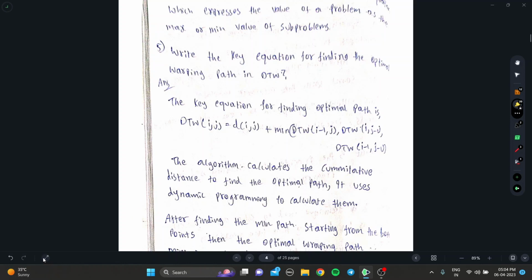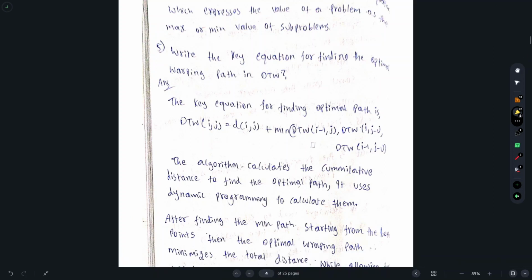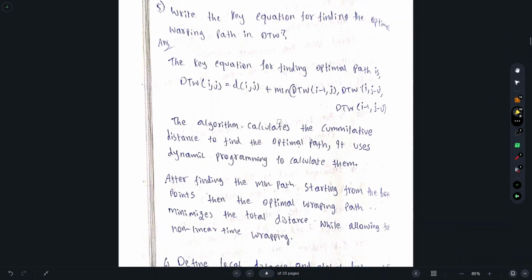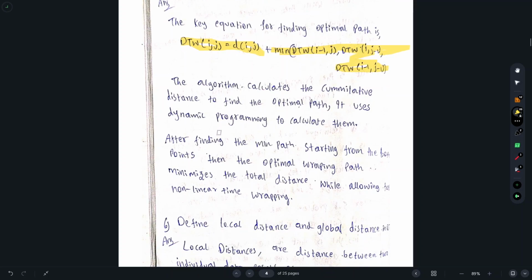So now write the key equation for finding the optimal warping path in DTW. The key equation will be this. This will be the direction and also the minimum of DTW in between these variables. This algorithm calculates the cumulative distance to find the optimal path.